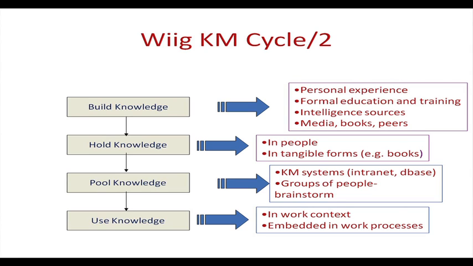Now, we move to the next stage, that is pooled knowledge. How are we going to pool this knowledge, whether it is available in tacit form or explicit form? For that there are two things, a software approach as well as a hardware approach. You are going to develop knowledge management systems and make use of IT systems like intranet and database systems, which are a part of the KM systems, or you have people coming together brainstorming about certain things, and then you are generating knowledge.